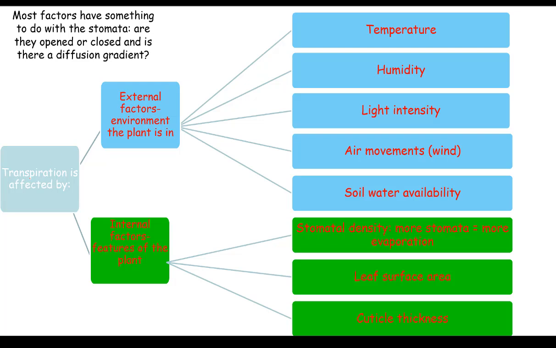So factors affecting transpiration can be split up into external factors, which is basically due to the environment that the plant is in. So things that we're going to look at here are temperature, humidity, light intensity, air movements, and soil water availability. Internal factors are features of a plant which will affect how much transpiration takes place. So that can be things like how many stomata it has in a certain area, the surface area of its leaf, and how thick its cuticle is. But as I say, most factors have something to do with the stomata because that's where the water leaves the leaf entirely. Now I think we'll start off looking at internal factors.